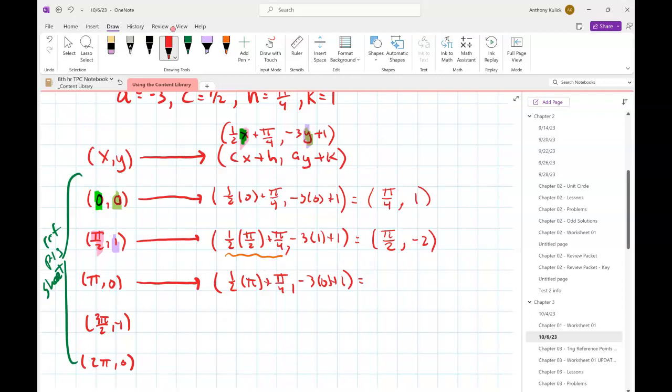All right, so if I do 1/2 times pi, what do I get? Great, pi over 2. And if I add pi over 4 to that, what's 1/2 plus 1/4? 1/2 plus 1/4. 3/4, right? If you take 50 cents and you add 25 cents to it, it's 75 cents. That's 3/4, right? So that's going to be 3 pi over 4.